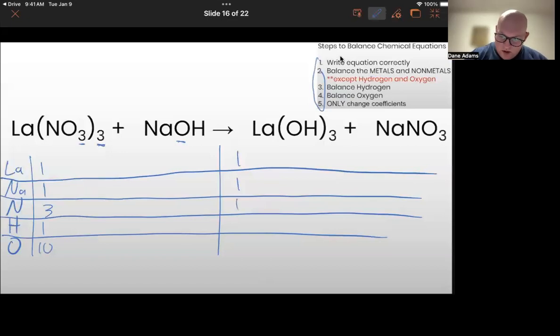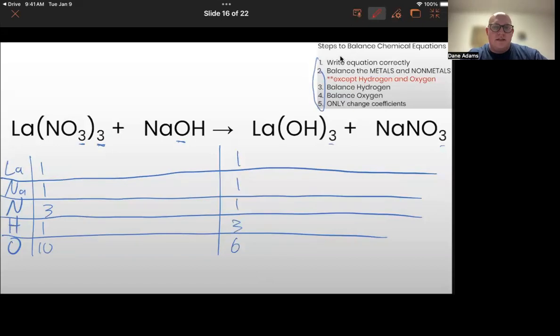Nitrogen, only 1. Hydrogen, I see 3. And oxygen, I see 6. That right? 3 here, 3 here. Yep, that makes 6. So we're ready to start balancing. As it currently stands, both lanthanum and sodium, those are the metals, those are already balanced.